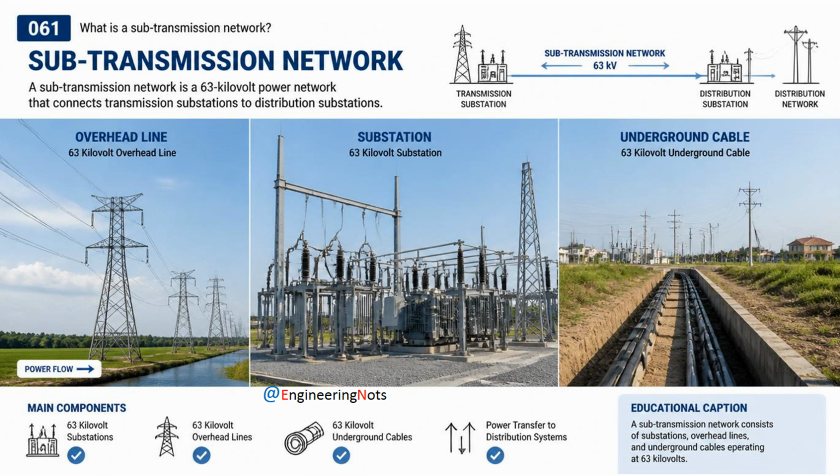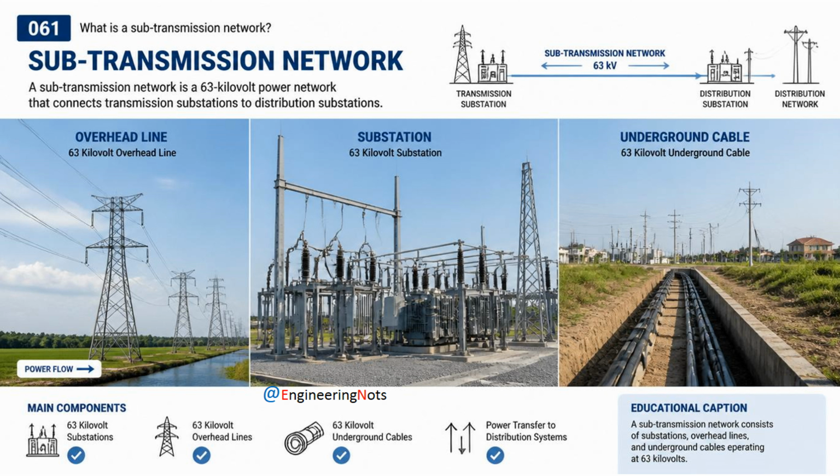Question 61. What is a subtransmission network? A subtransmission network is the part of the power system that transfers electrical energy from the transmission network to distribution substations. It consists of substations, overhead lines, and underground cables operating at intermediate voltage levels.